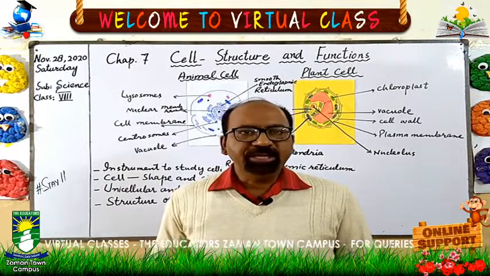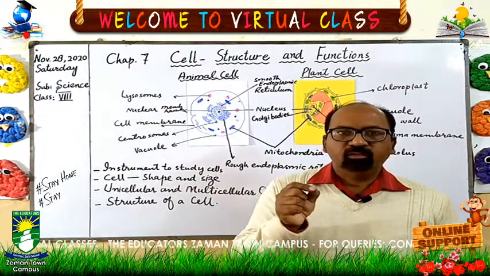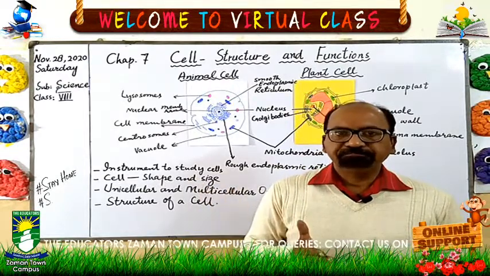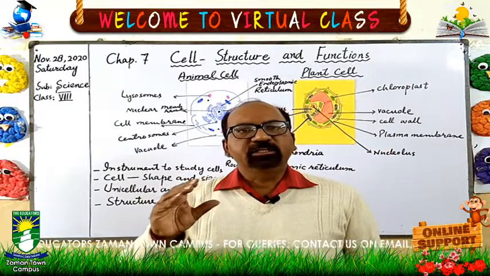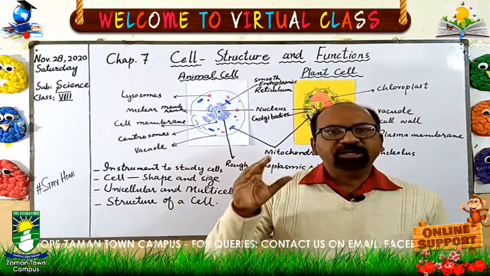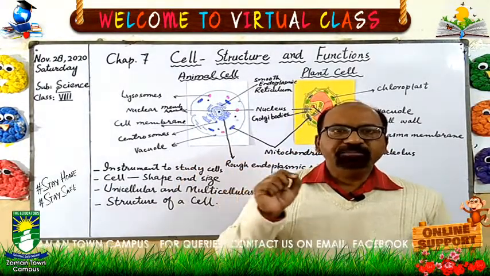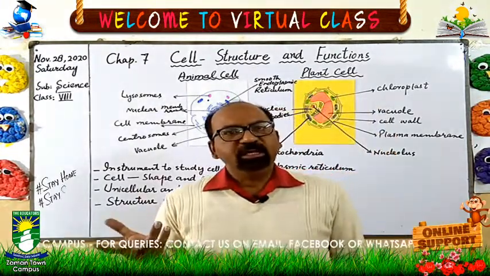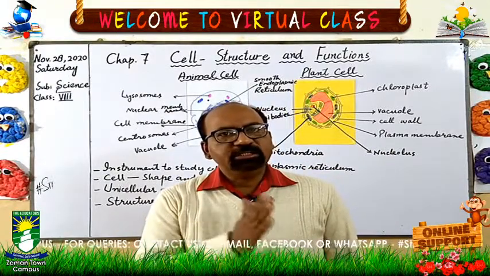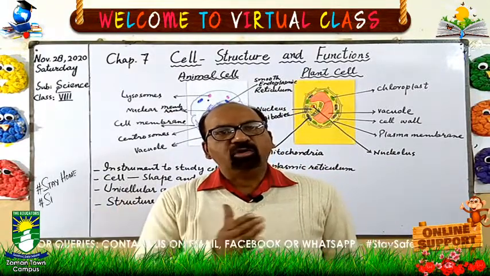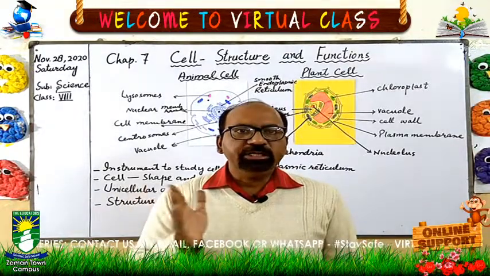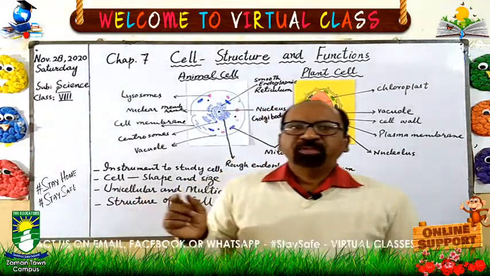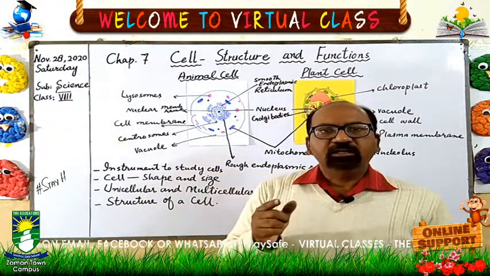It means the cell is the unit with which plants and animals are made up of. So it is the main or central unit and the basic unit of life. When we say life, it means living things. So plants, animals and microorganisms, these all are living things, and all these three categories are made up of cells.